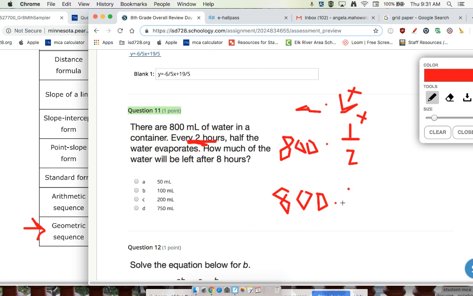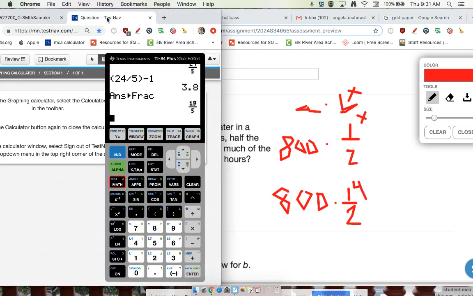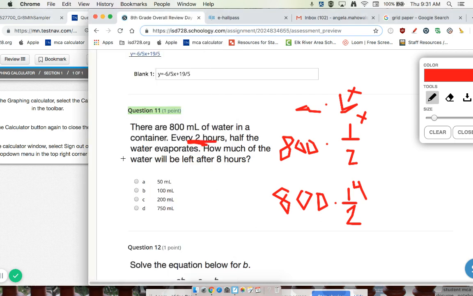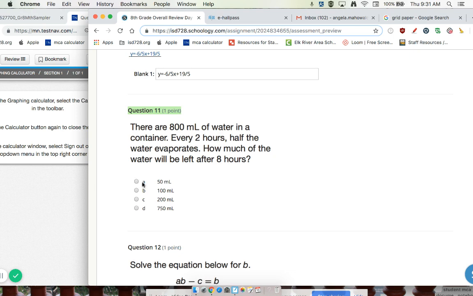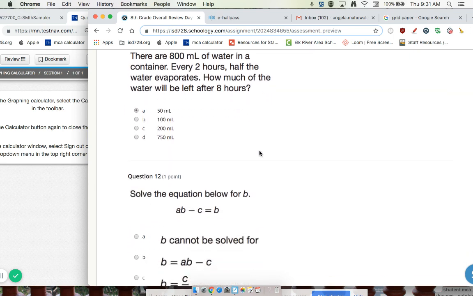And then you just plug that right into your calculator. So 800 times, and then I'm going to use parenthesis. Anytime you're dealing with a fraction with this calculator, you always use parenthesis. 1/2 parenthesis, and then we have to the 4. Enter, and it will be 50 milliliters. And yep, that's right there, so that's good. Okay, last one on this portion.